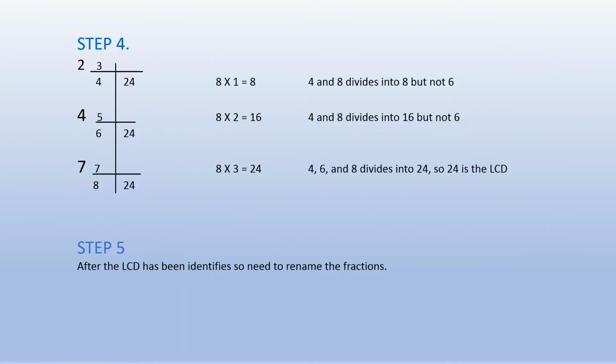Here we go now to add our fractions. First, I need my common denominator. 8 times 1 is 8. 4 and 8 can divide into 8, but not the 6. 8 times 2 is 16. Same features, 4 and 8 will divide into 16, but 6 does not. Now when you go to the third one, 8 times 3 is 24. 4, 6, 8, they all can divide into 24 without a remainder. So 24 is our common denominator.